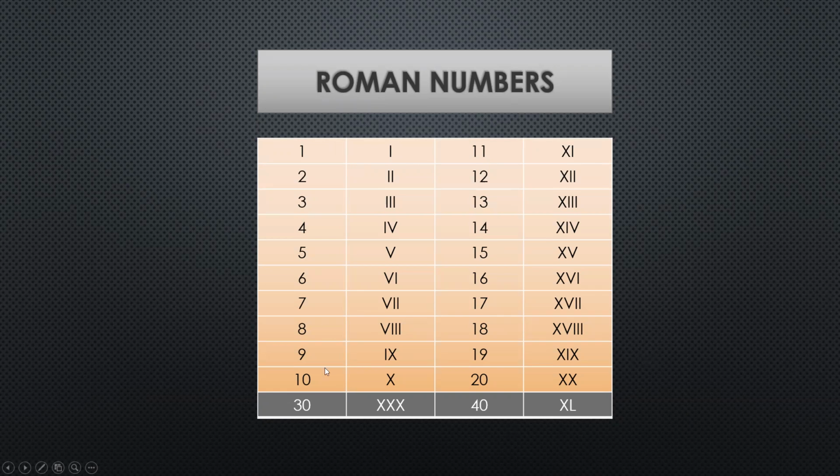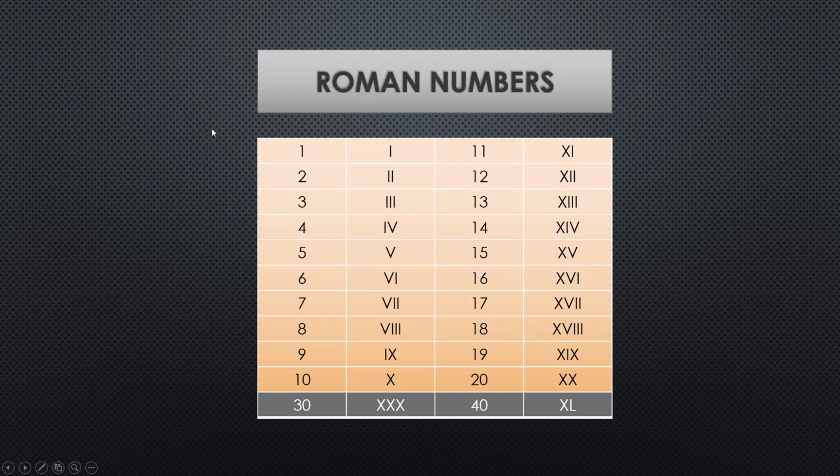So if you want to know the Roman numbers correctly or completely, you have to learn 5 signs. This is number 1 sign, this is number 2 sign, this is number 3 sign, this is number 4 sign, and the fifth one is D, capital D. Okay.